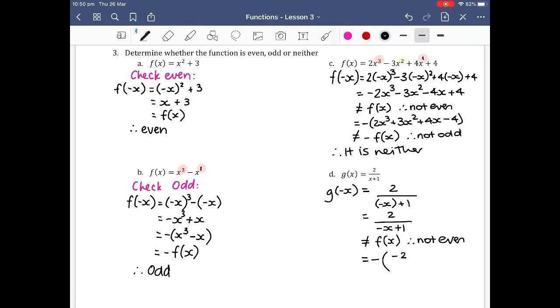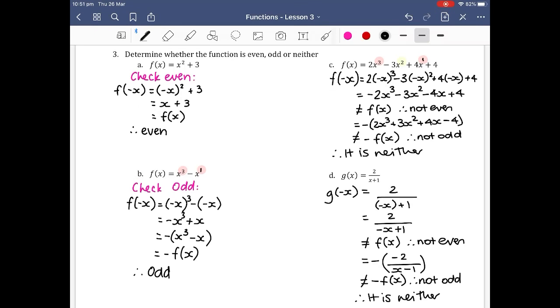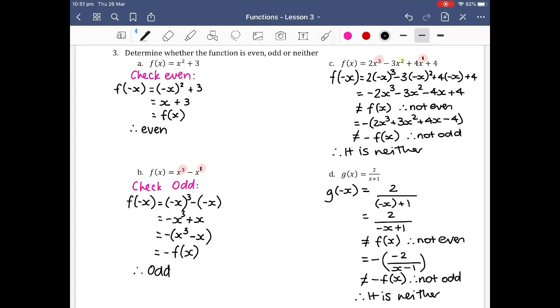So then we're going to try and take a negative out the front. When we take a negative out the front, to make this 2 positive, we'd have to put a negative in front of the 2. Our x would go to a positive x. But to make this a plus 1, we'd have to have a negative there. And that is not our function. So it's not the negative of the function, so therefore it's not odd, so therefore it is neither.